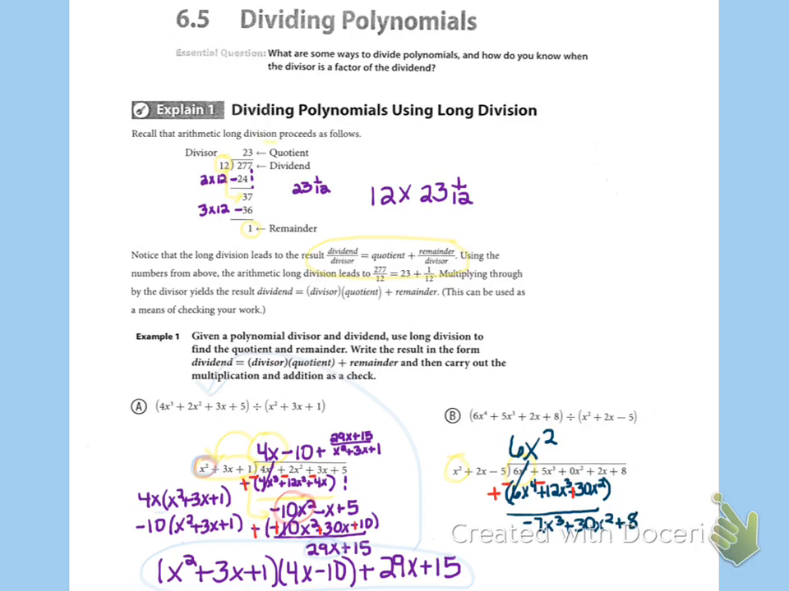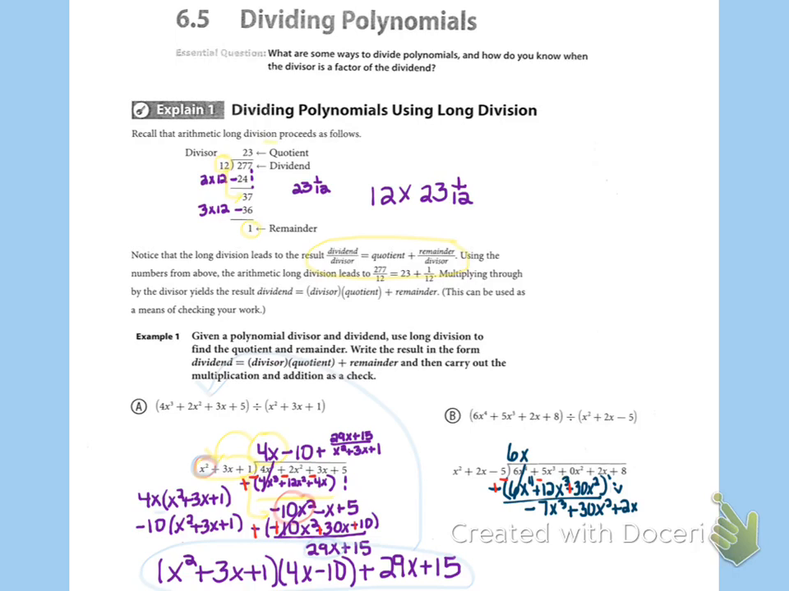And I'm going to start the process all over again. I'm going to take the first term of the divisor and divide it into the first term of the dividend. Oops, that was supposed to be the 2x that got brought down. That was the next term. My fault.